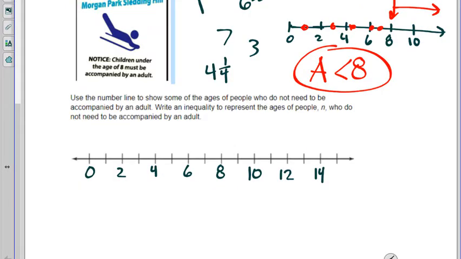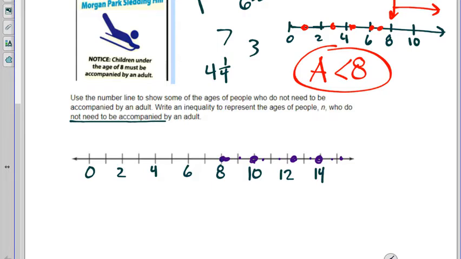You can do the same thing, but with a slightly different question. In this case, I want people who do not need to be accompanied by an adult. And again, I can start putting dots on this. If you are 10, you don't need an adult. If you're 14, you don't need an adult. If you're 12 and a half, you don't need an adult. If you are 8 and a quarter, you don't need an adult. I could keep putting dots all over this. All these people don't need adults. And even if you are at the age of 8, you do not need an adult.